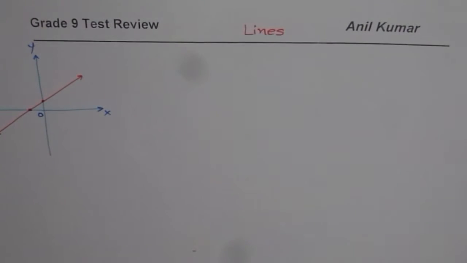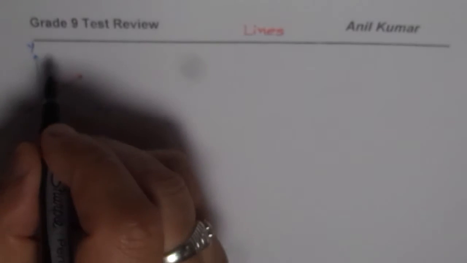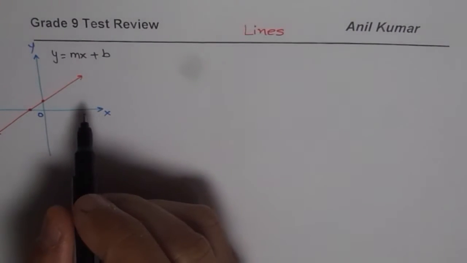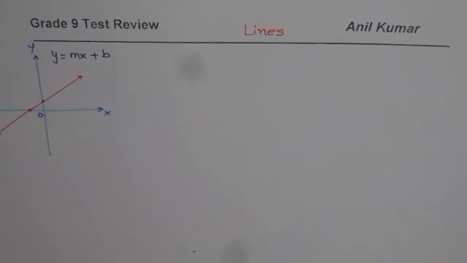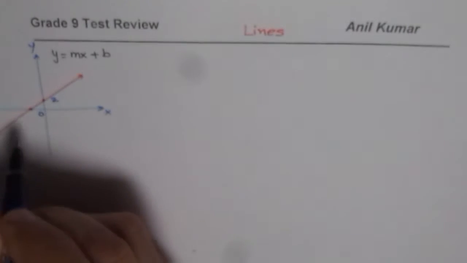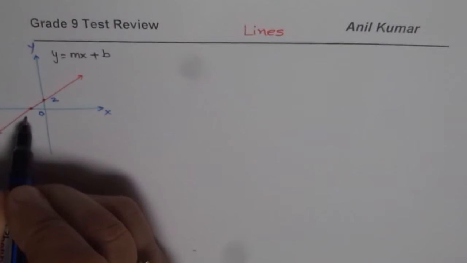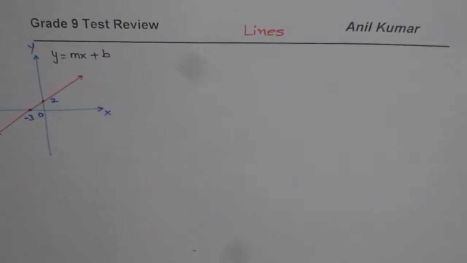In general, we could write the equation of a line in the form y equals mx plus b. That is the slope-intercept form of a line. Now if I give you some values, you can easily find the slope and write down the equation of this line. Let us say that the y-intercept is 2 and the x-intercept is minus 3.